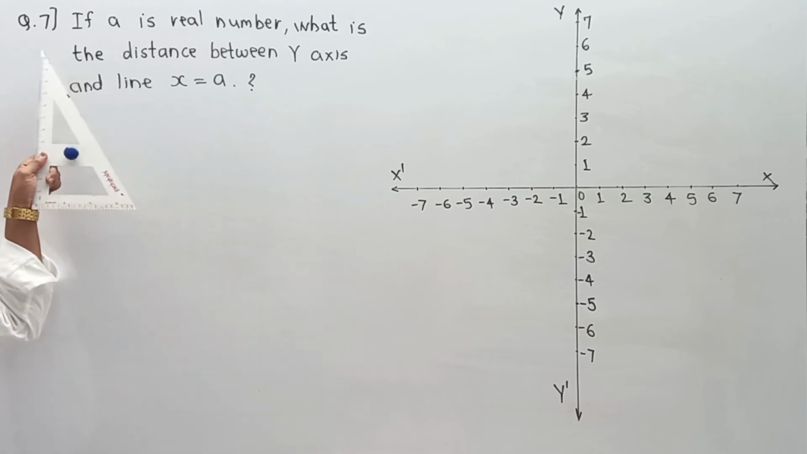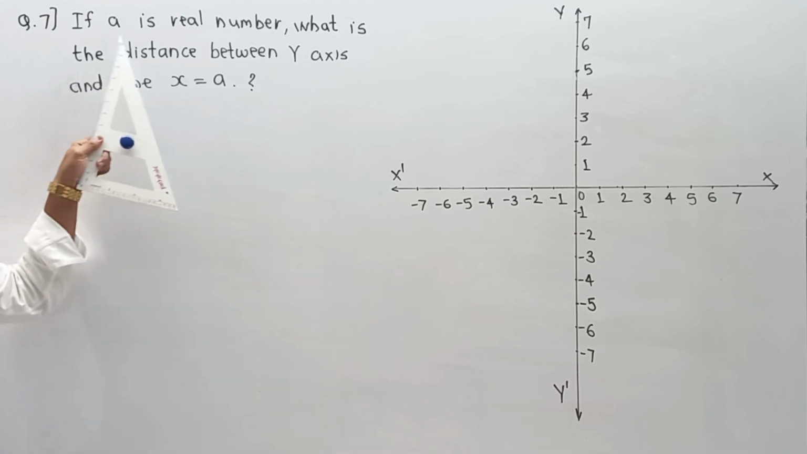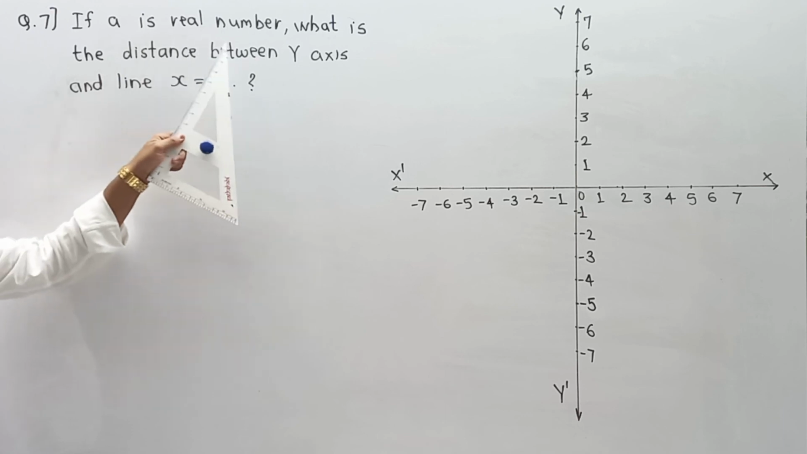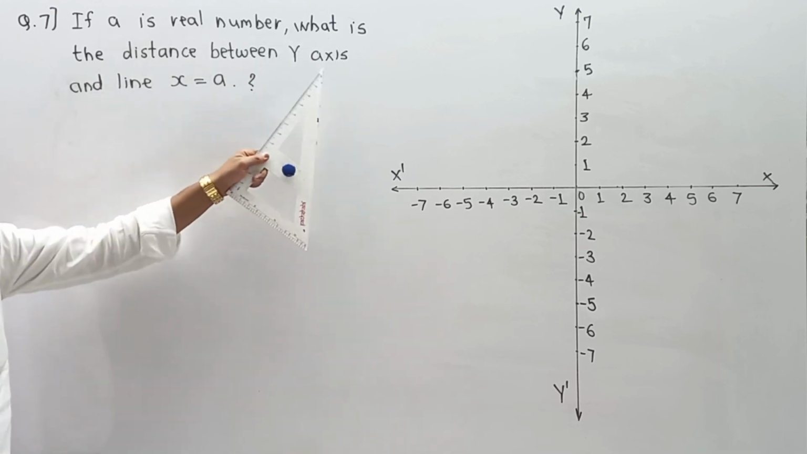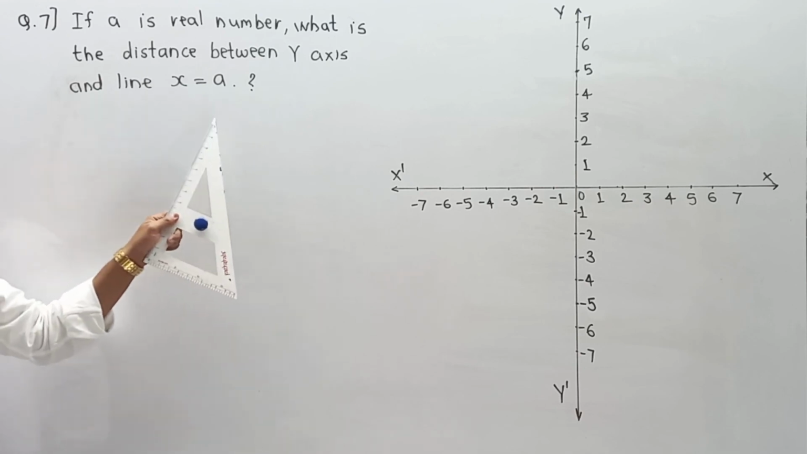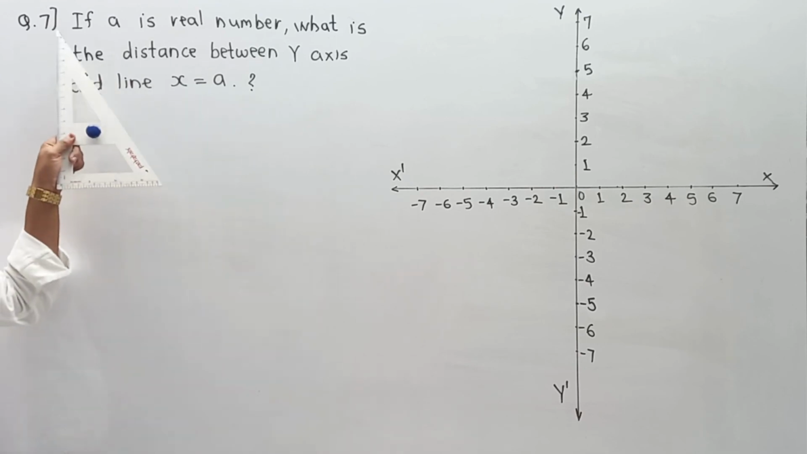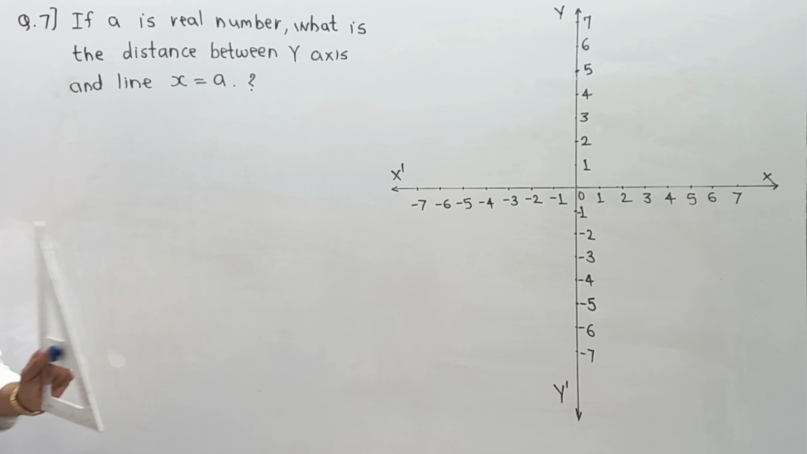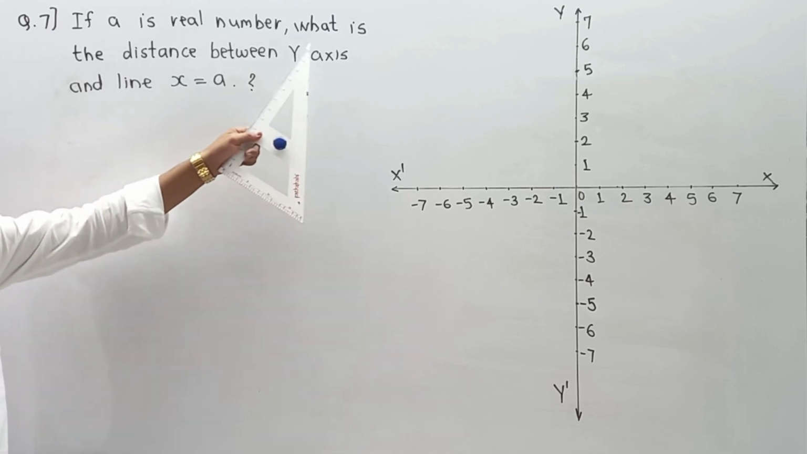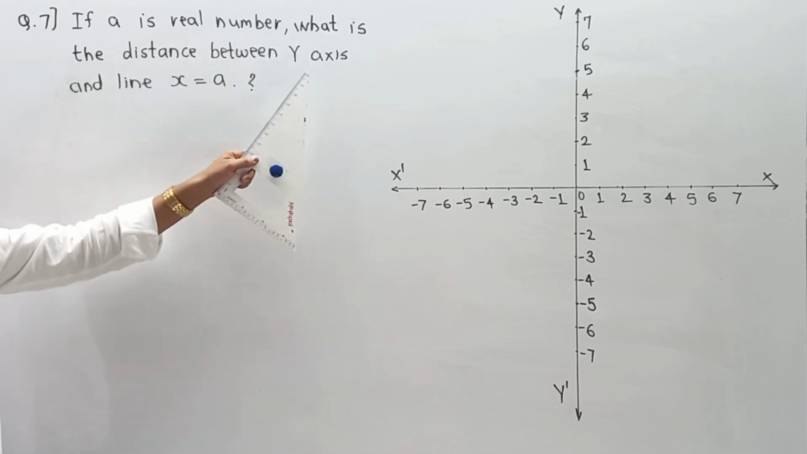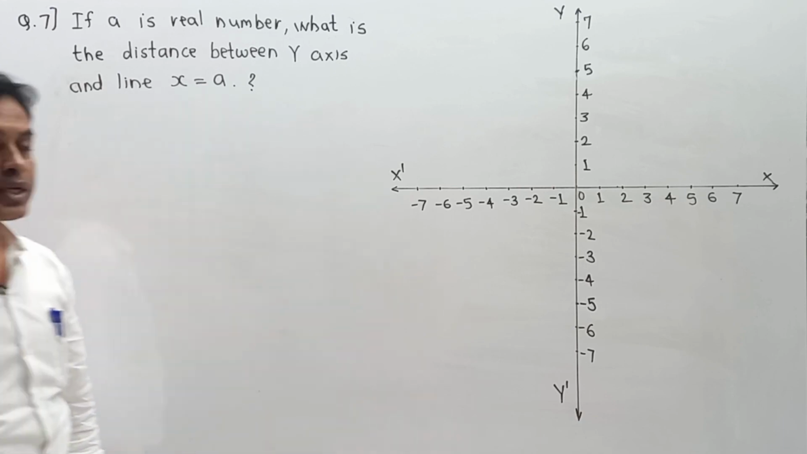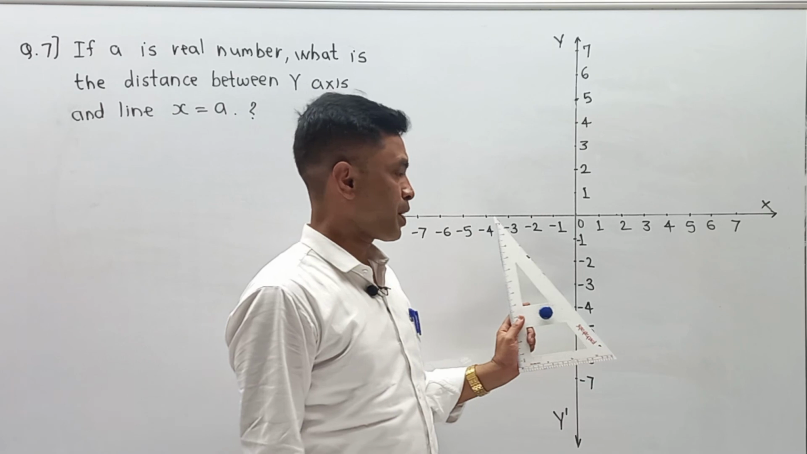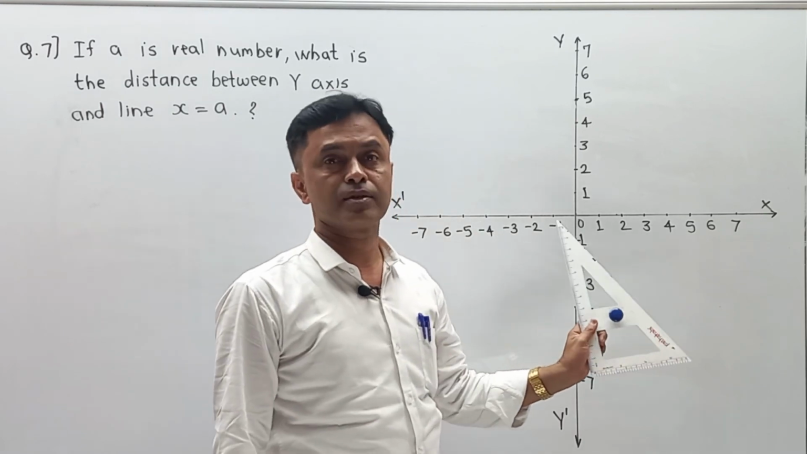Moving to question number 7, and the part is: if a is a real number, what is the distance between the y-axis and the line x is equal to a? Once again, the question: if a is a real number, what is the distance between the y-axis and the line x is equal to a? Now a is a real number and the line is x is equal to a.